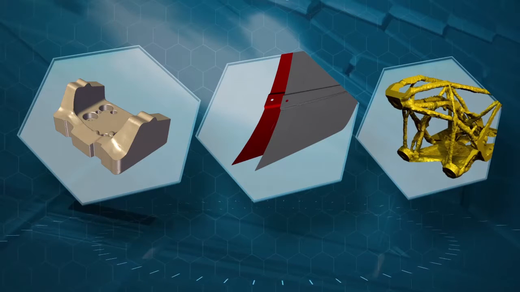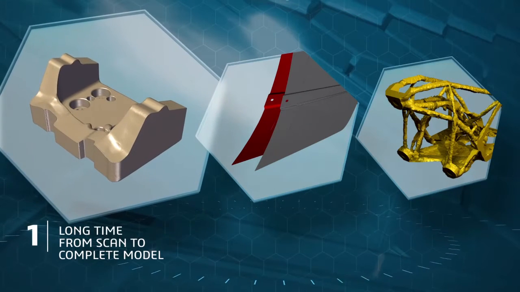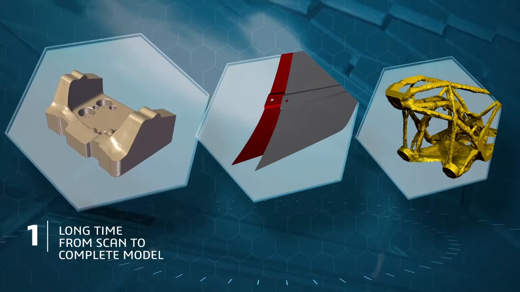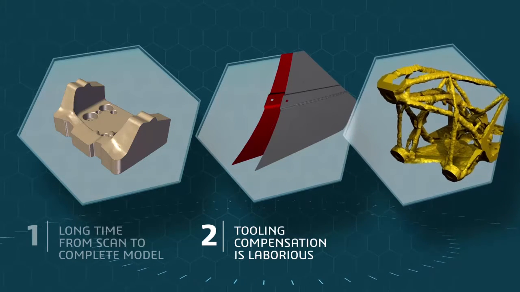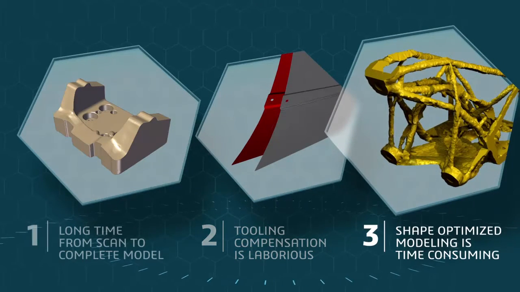The first, transforming the scanned mesh into a manufacturable model, takes a long time to achieve the right level of quality. Next, tooling compensation for part deformation, such as springback, introduced by the manufacturing process, is a complex manual activity requiring many iterations. Lastly, reconstructing a real, usable CAD model from the output results of shape optimization software is a very time-consuming job, often requiring weeks of manual effort.